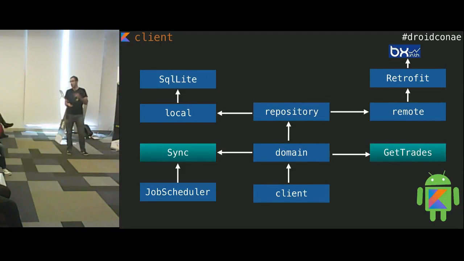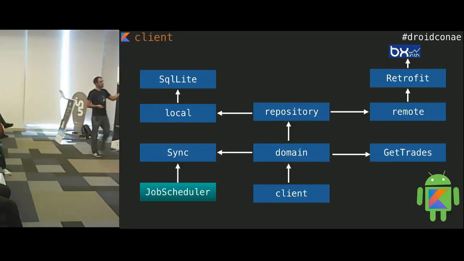So in that case, I have to define two use cases, get rates and sync, because I want to synchronize with the API. Later we are going to check that. And to trigger the synchronization, we are going to use the job scheduler. You can use, I don't know, Firebase Job Dispatcher, whatever, but that's something that is based on the job scheduler too.